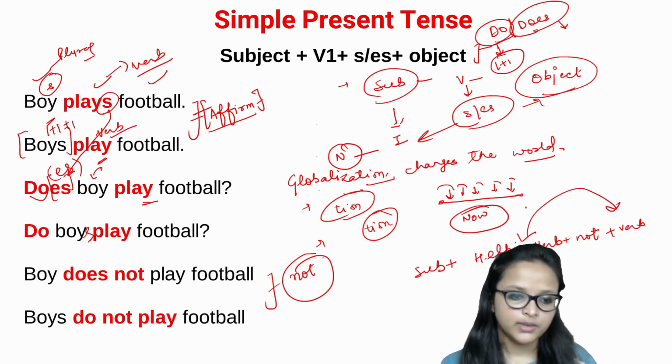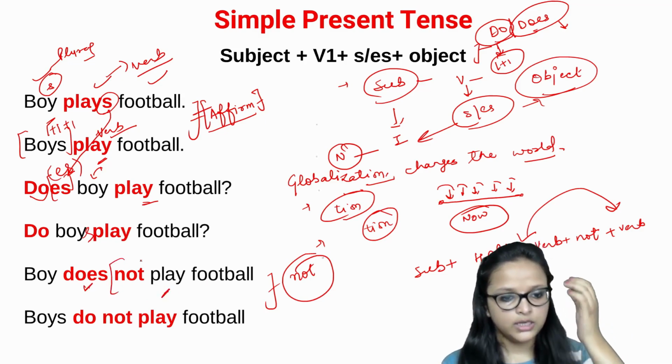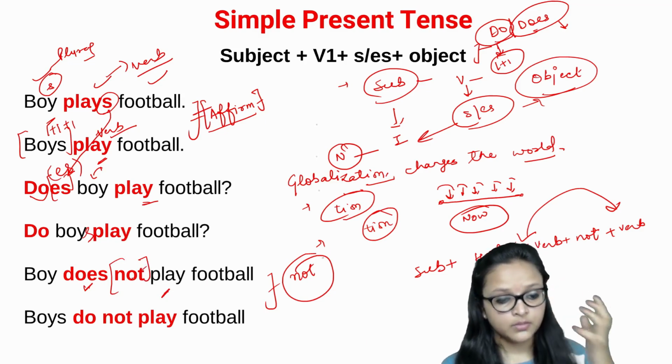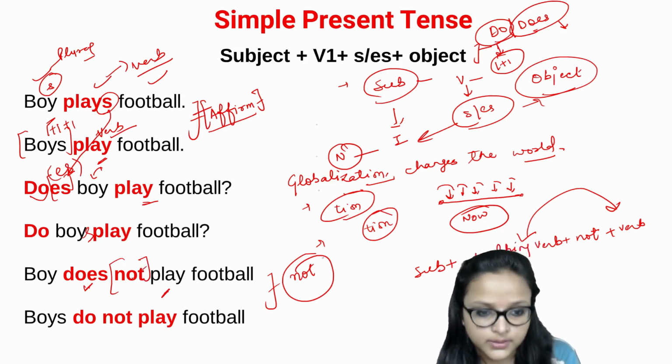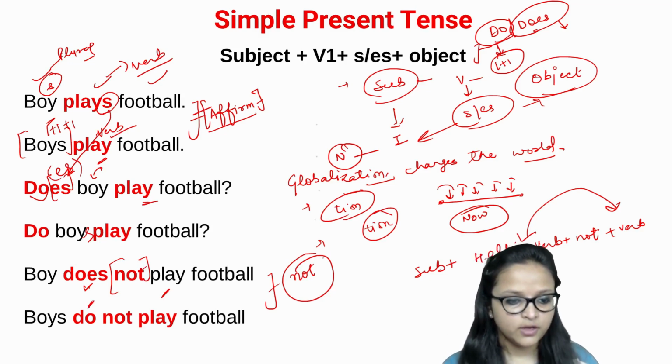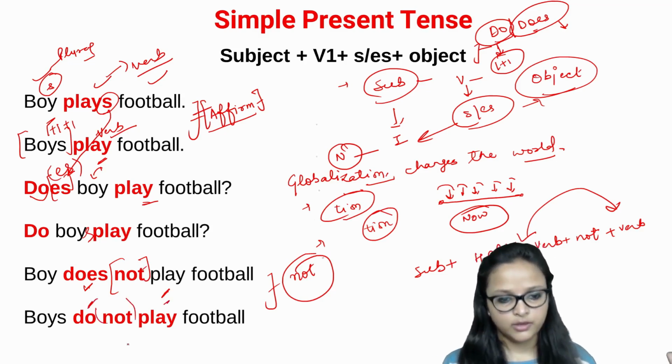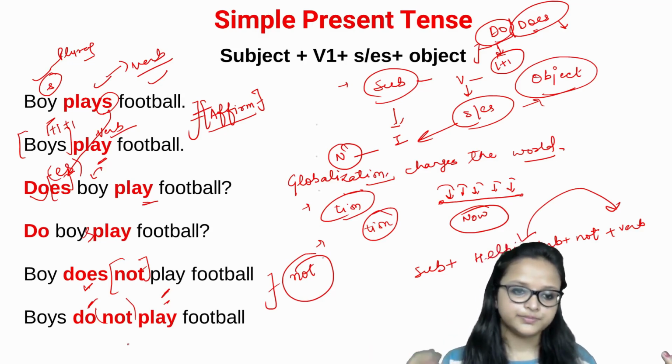Boy does not play cricket. This is your helping verb and verb. And in between you have to add not. Boys do not play football. Okay? Helping verb, not, and verb. Not is placed between helping verb and your verb.